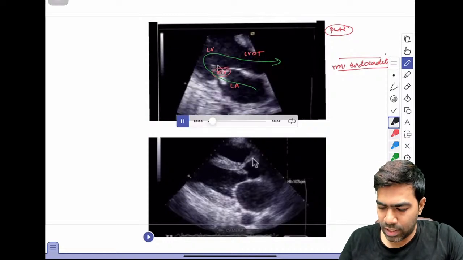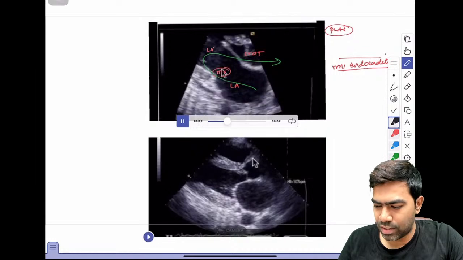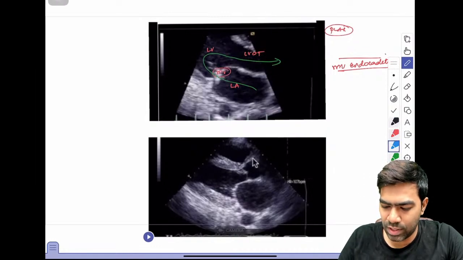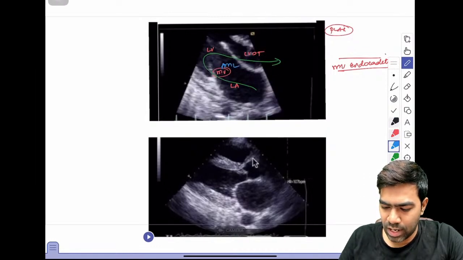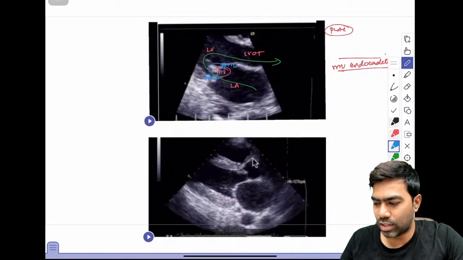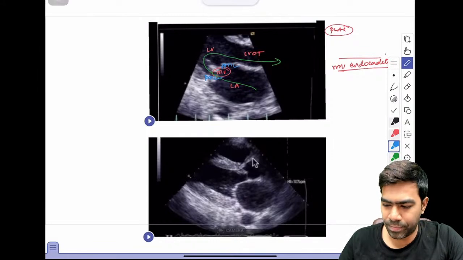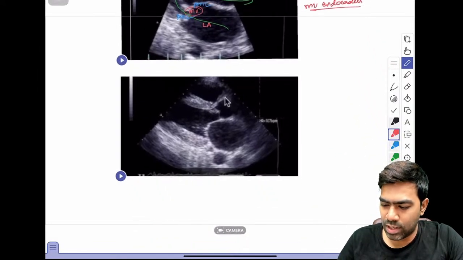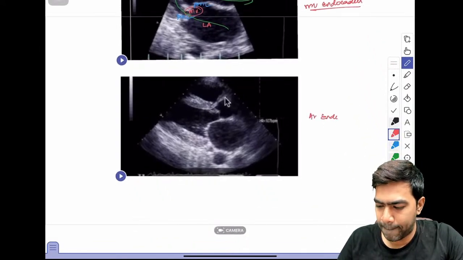In this particular example, you are seeing a mitral valve vegetation. If you want to know which leaflet, this is the anterior mitral leaflet and this is the posterior mitral leaflet. You are typically seeing a vegetation on the anterior mitral leaflet here. And the next one is the aortic valve endocarditis.